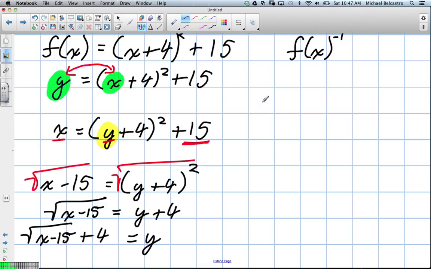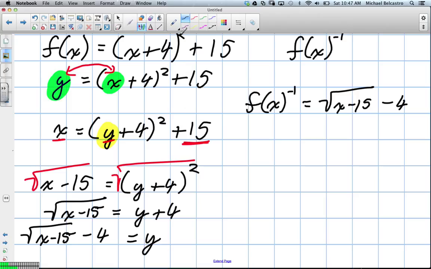And this... Minus 4. Oh, sorry, thank you. Minus 4. This would be the inverse. So f at x inverse is equal to the equation of the root of x minus 15, subtract 4.